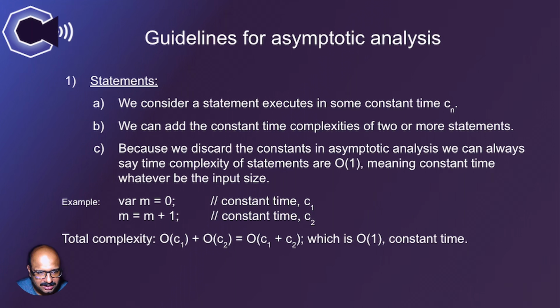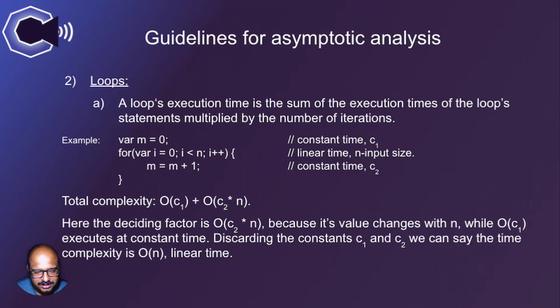For example, var m is equal to 0. That is a constant time C1, and m equal to m plus 1 can be considered another constant time C2. So the total complexity will become O of C1 plus O of C2. Since both of them are constant time, we approximate it and consider it as O of 1, which is a constant time complexity.